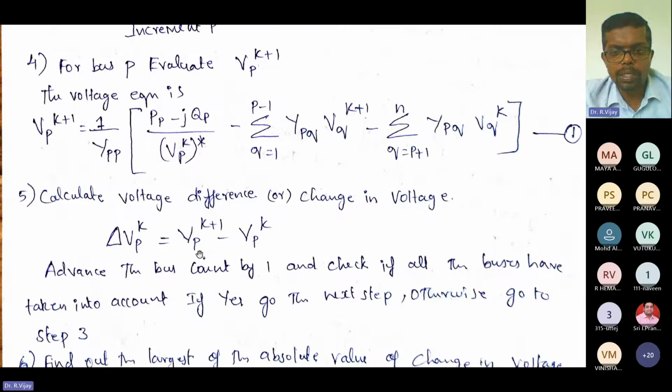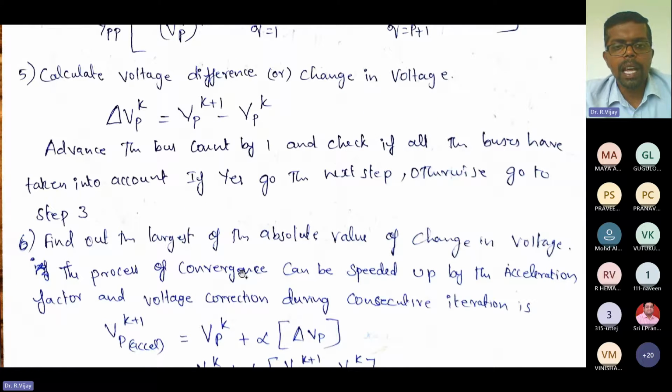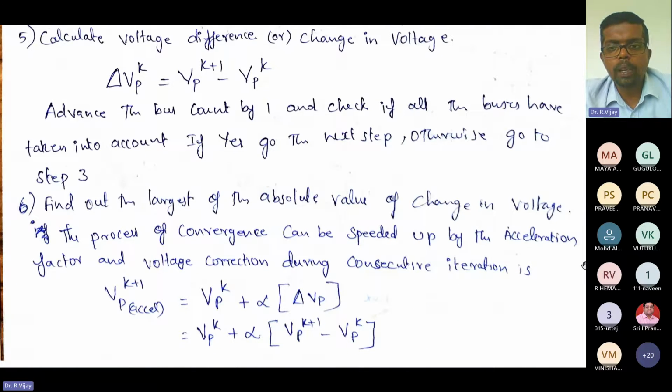If the bus count is 2, again you need to check for the bus count and increment the bus count. So if yes, go to the next step. What is the next step? Find out the largest absolute value, that is the change in voltage. So the largest absolute value is the VP accelerated value, or we can also call it VP new value. In some books and materials it is mentioned as VP new value or accelerated value. Both are the same; only the notation is different.